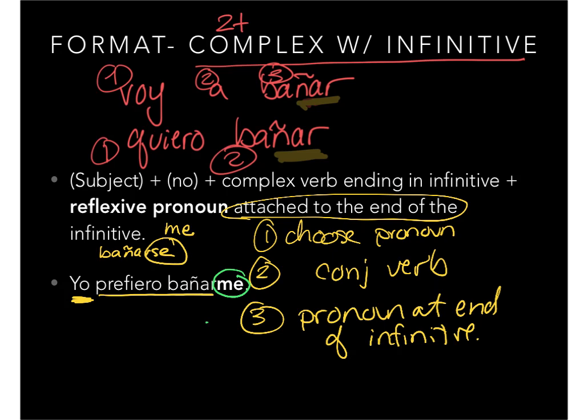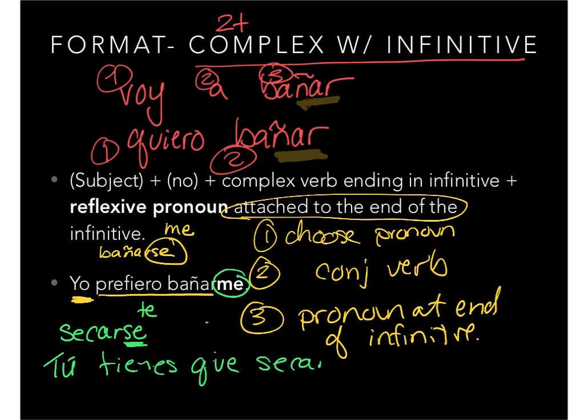Let's look at another example. Let's look at secarse. So let's say that you have to dry yourself, okay? So if our subject is tú, the correct pronoun for tú would be te. So we're just going to hold on to that. You have to dry yourself. This is a fancy one. It's multiple things. So tienes que secar. Okay, so we have our verb here. It's got 3 different words, and the last one ends in an infinitive.